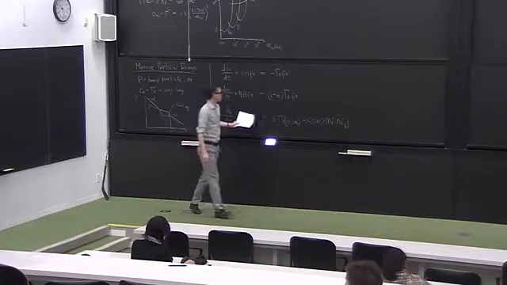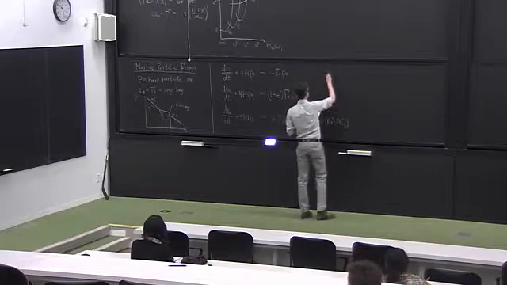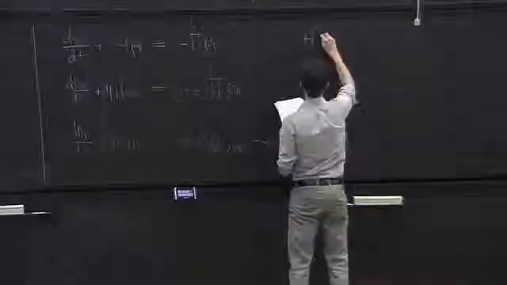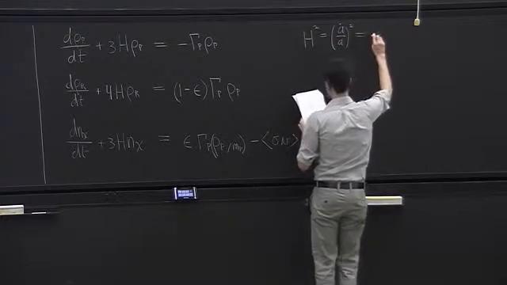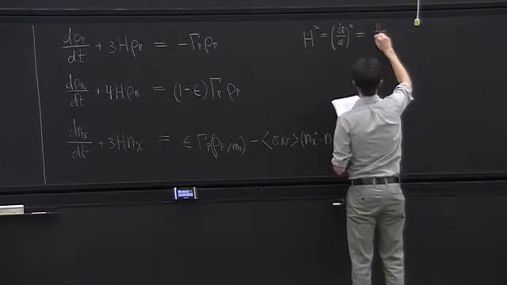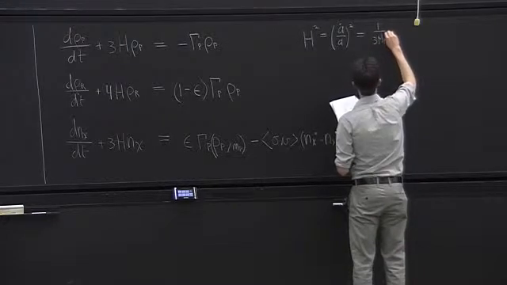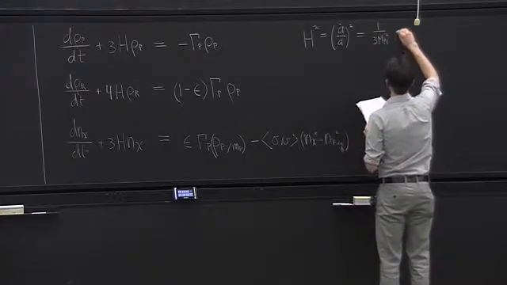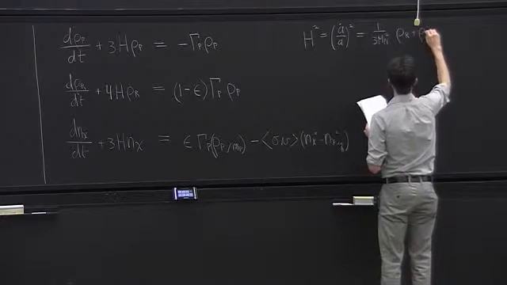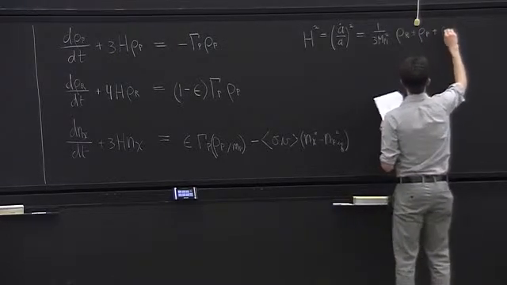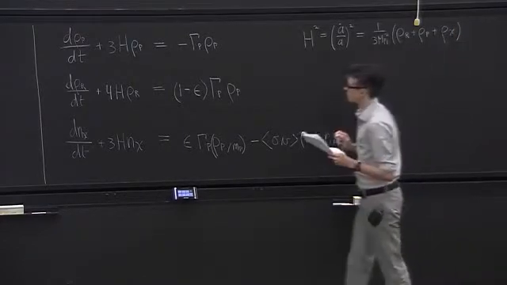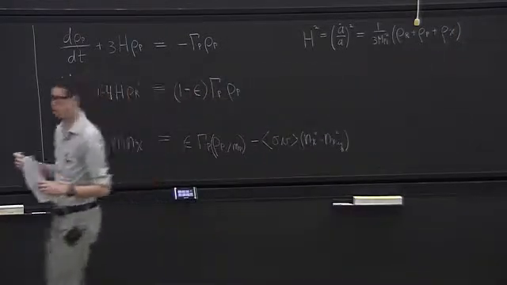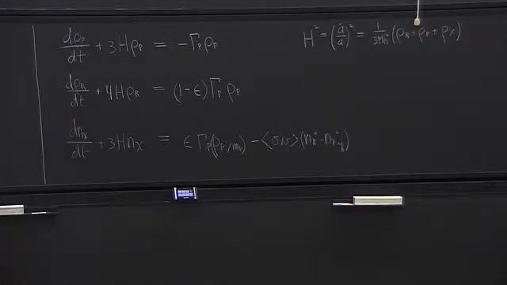So I have these equations, and then I also have my Hubble equation, which is H squared equals (a dot over a) squared equals 1 over 3 m_Planck squared times (rho_r plus rho_P plus rho_chi). So these are my evolution equations for this system. And the structure of them is fairly straightforward.